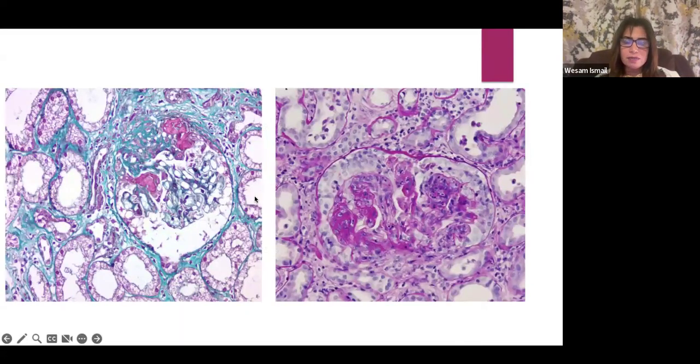So what about activity and chronicity in the same glomerulus? The way that we used to score, we write letters A and C for the same patient, and look at this glomerulus.